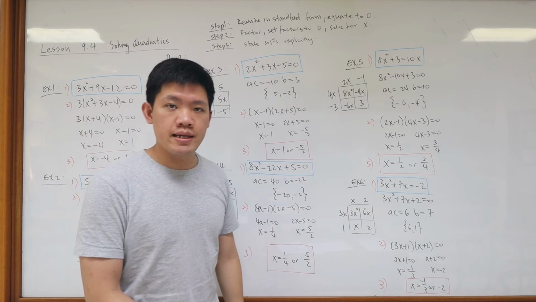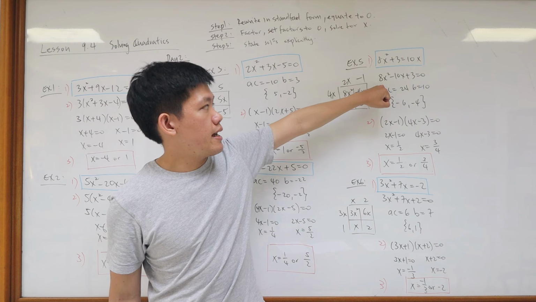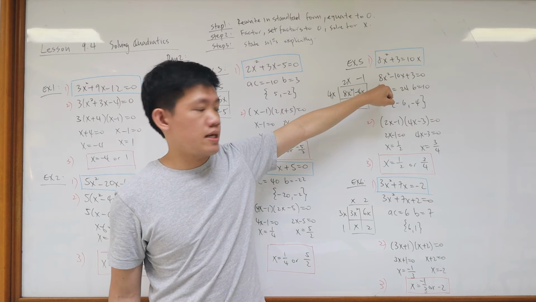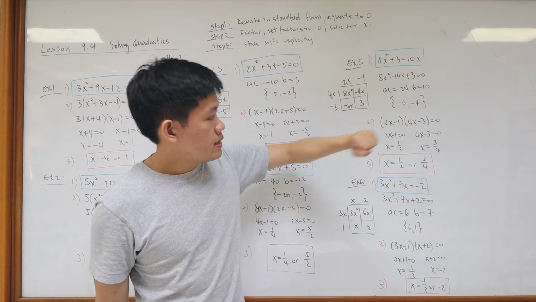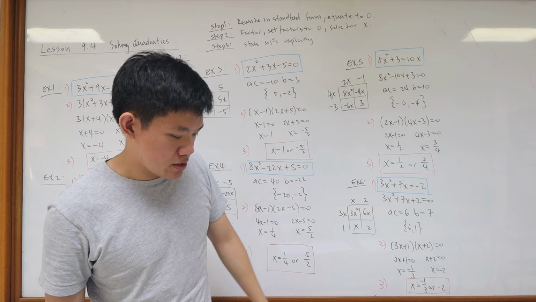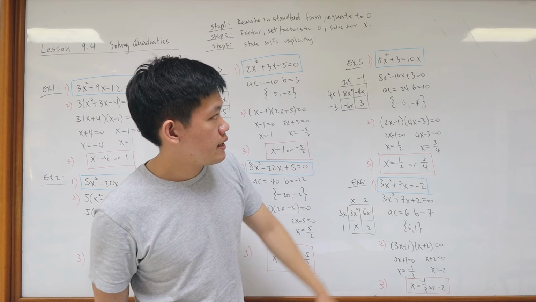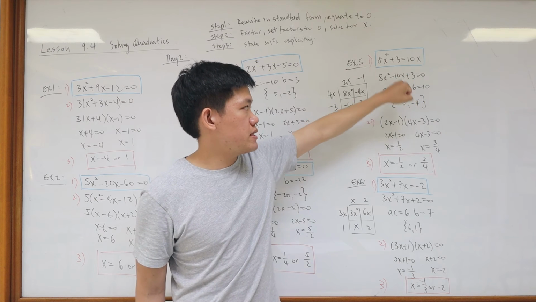So we're going to move the 10x to the left side. That makes this 8x squared minus 10x plus 3 is equal to 0. First of all, there's no greatest common factor here, so let's go ahead and do a times c and b. A times c is 8 times 3, which is 24. b is equal to negative 10.